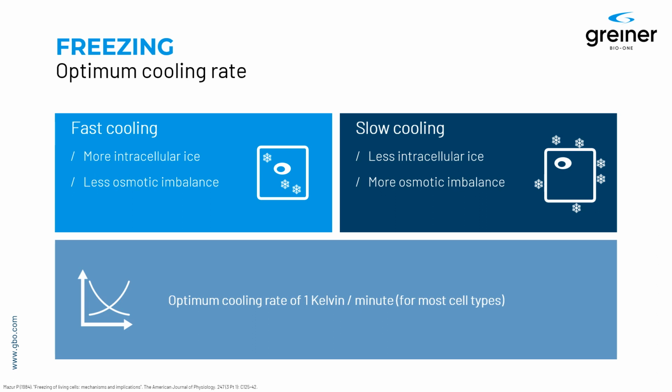On the other hand side, if you cool very slowly, you get a very nice control over intracellular ice formation. It's minimized, but you get more osmotic imbalance. So the optimum in between has very clearly been identified as 1 Kelvin cooling rate per minute. This is optimum for almost all cell types.